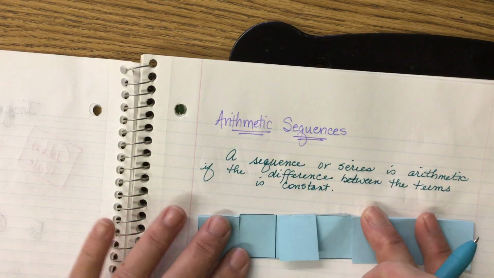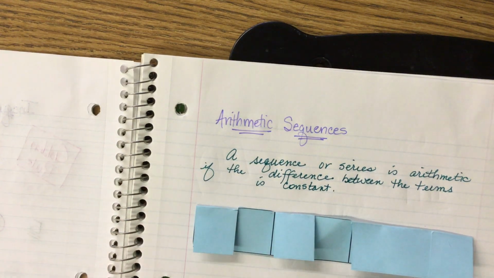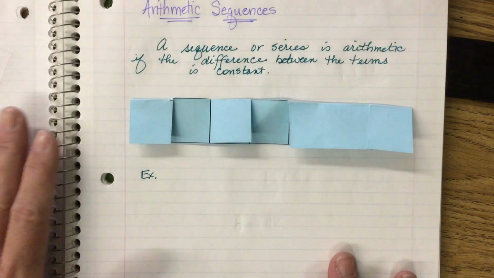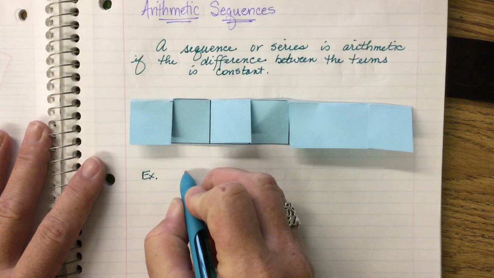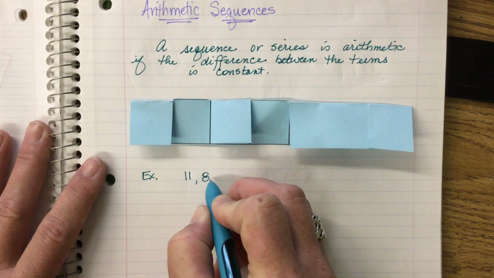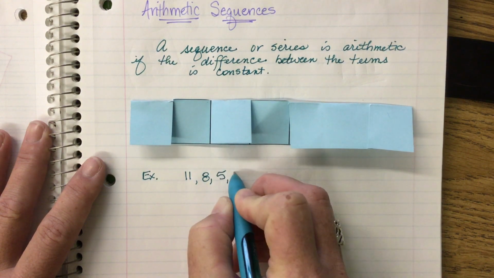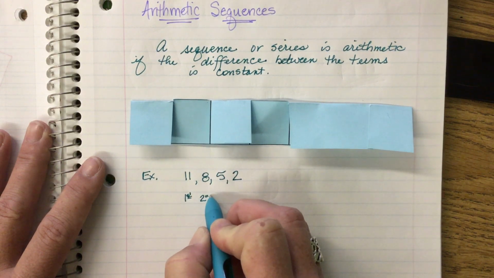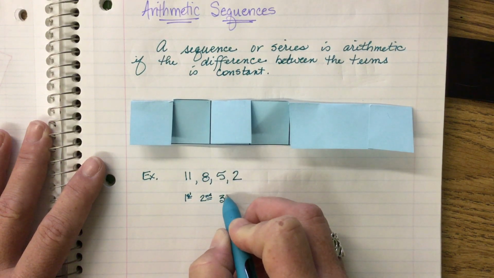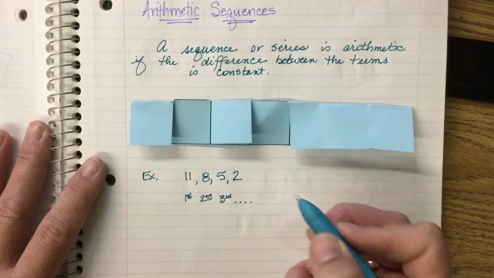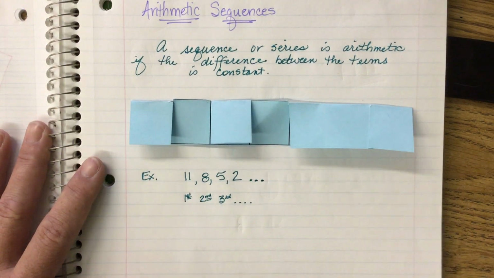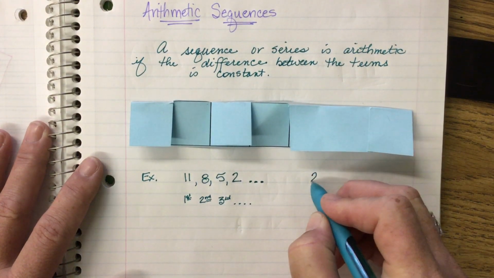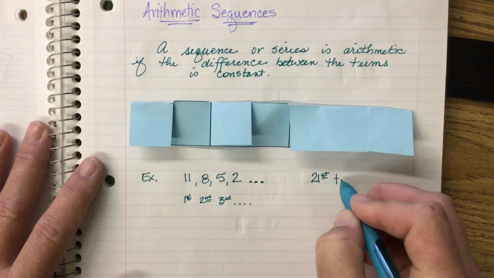All right, so the beauty of sequences is, let's start with an example. Let's do this example. If you had the numbers 11, 8, 5, and 2. This is your first number. This is your second number. This is your third, and so on and so on. Okay? So sequences are beautiful because you can create a formula to find, let's say, the 21st term.